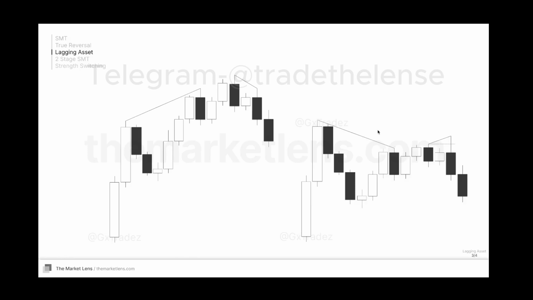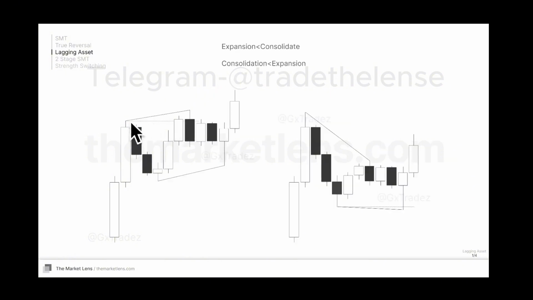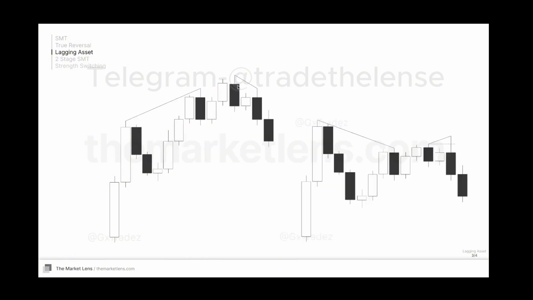probability, right? So the only way you ever trust this type of SMT is if the strength switches, okay? So where the asset that puts in the lower low then shows some sort of switching of strength, so where this asset can catch up or truly reverse, right? Now this is still not the ideal scenario for an SMT, but this is the only way I'll ever trade an SMT like this, where it fails to actually reverse, it's actually when the SMT will hold, but we'll have some sort of switching in strength, right?